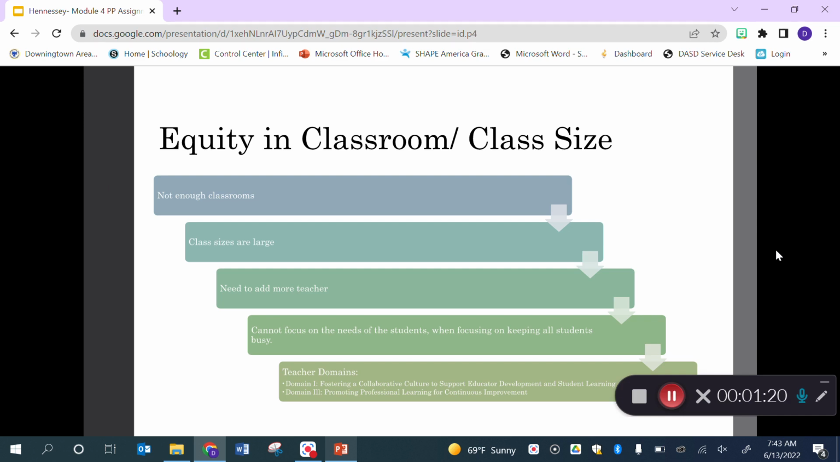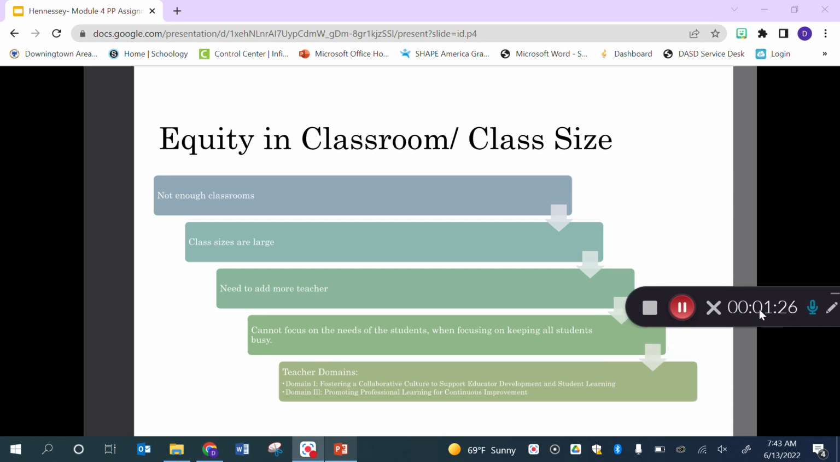The teacher domains that we would focus on is fostering a collaborative culture to support educator development and student learning, and promoting professional learning for continuous improvement.